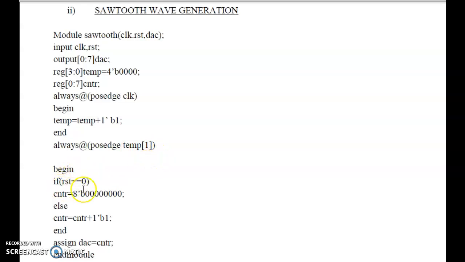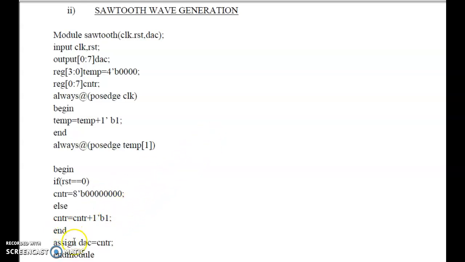Begin. If reset is 0, counter is equal to 0, 8-bit long 0. Again, reset is active low here. Else, counter is equal to counter plus 1. End. So when reset is 1, counter should increment by 1. It should keep on incrementing by 1.